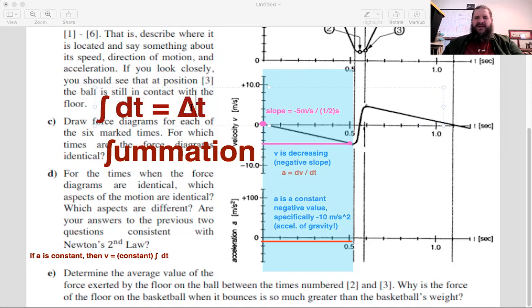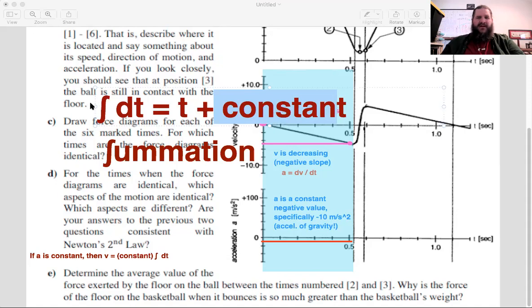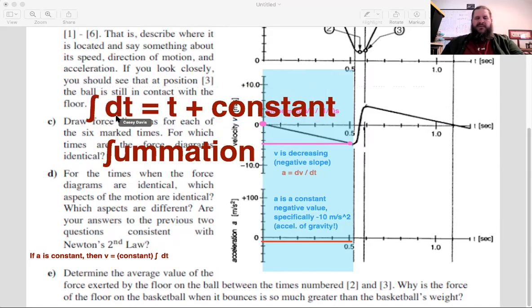It's not like it's the amount of time since the beginning of the universe or something. But all this means is if you add together all the tiny bits of time, you get the total amount of time. Or we sometimes write this as t plus a constant. The idea being that that constant represents the effect of the starting time. But this is where this comes from. Integral dt is t plus a constant because you're literally just adding up all the tiny bits of time to get the total amount of time that has passed.